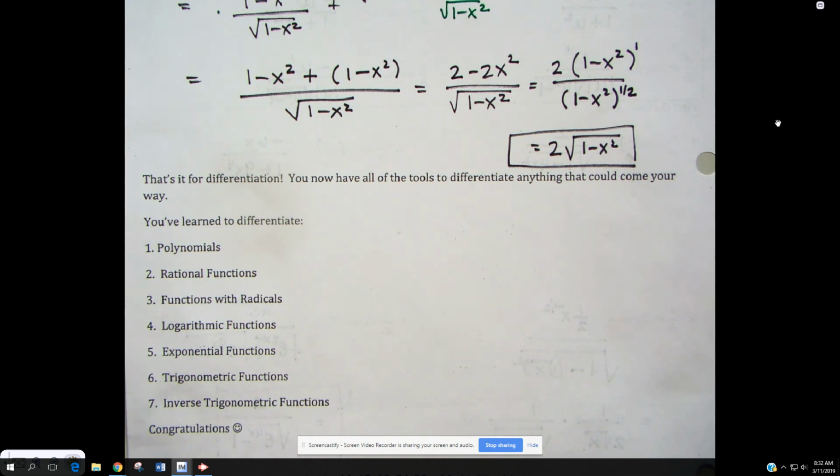And I'll pass out a master list of all of your derivative and integral formulas that you want to have memorized for your test. So take some time now to go ahead and work on the practice problems, and we'll pick up tomorrow with integrals.